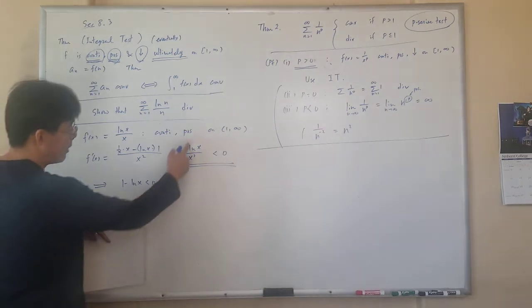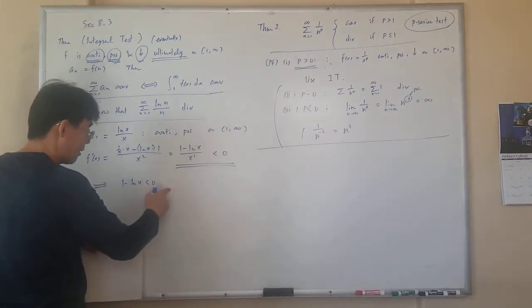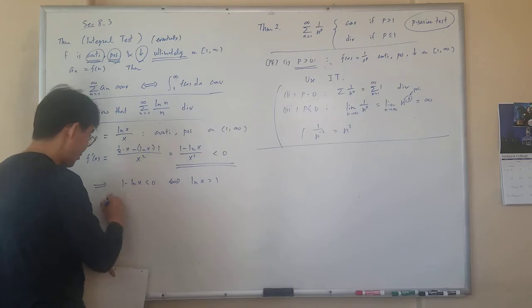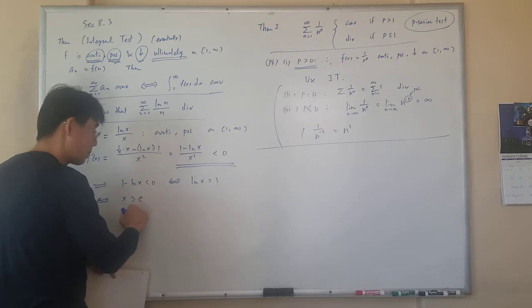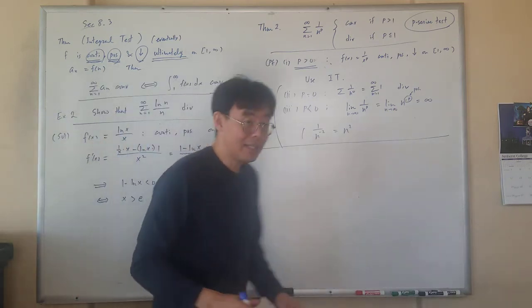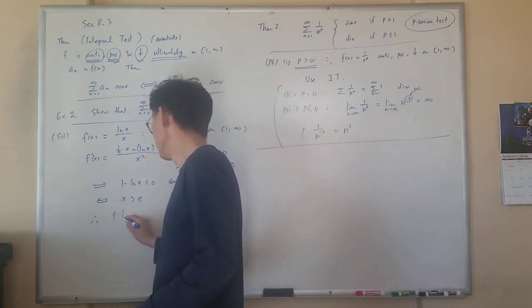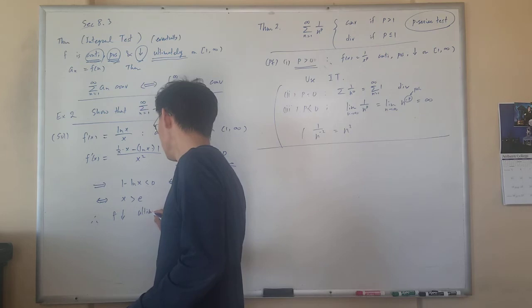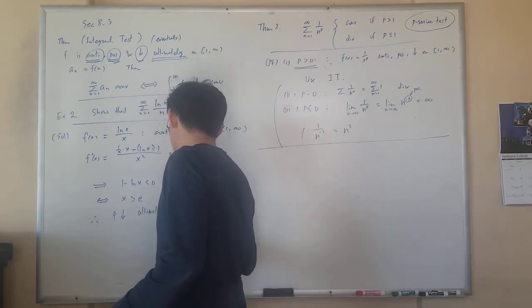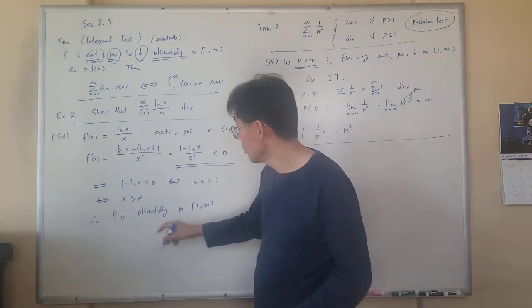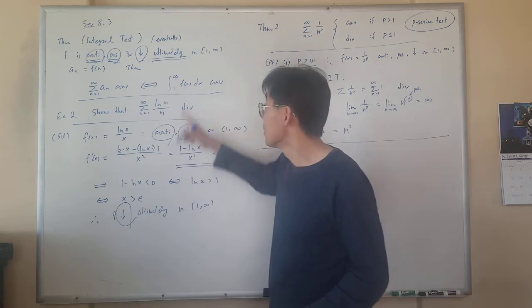Then negative over positive, so the whole thing is negative, which means that ln of x must be greater than 1, right? And then x must be greater than e. Okay? So from e and on, it is decreasing. So we can say that it is ultimately decreasing. Even though it is not decreasing from the very beginning to infinity, at least ultimately. So we satisfy all three conditions.